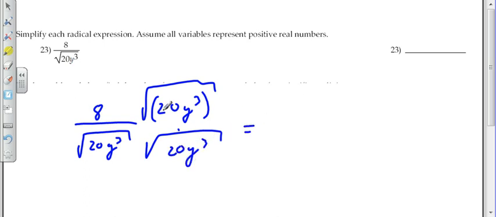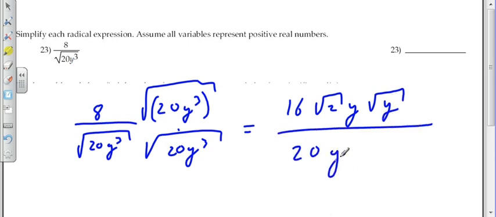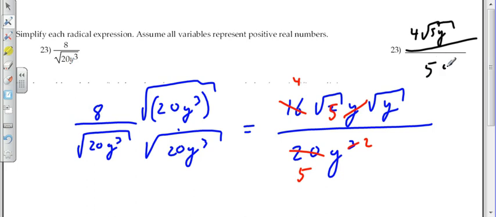So now I've got square root of 20 is 2 the square root of 5. So I've got 16 square root of 5y, square root of y. Well, isn't that convenient? Y cubed. All right, well, 4 can go into there 4 times. 4 can go into there 5 times. Why isn't that a 5? I don't know why that's not a 5. And that guy can go away, and he can be a 2. And when I get done, what do I have? 4 the square root of 5y divided by 5y squared.